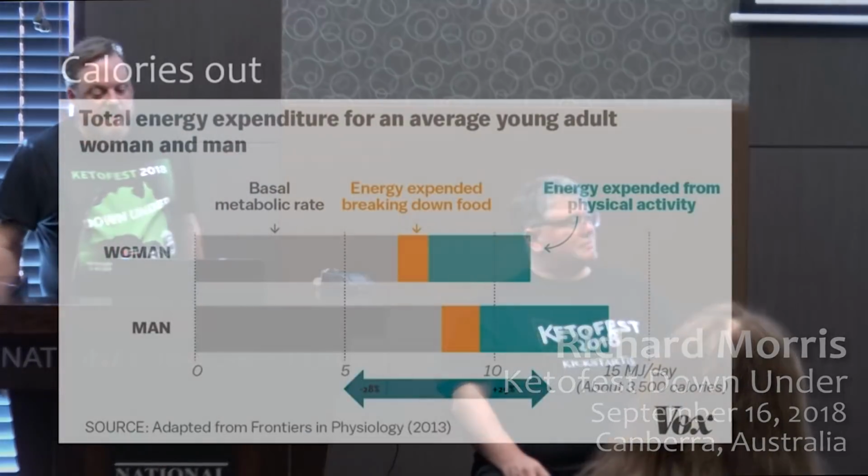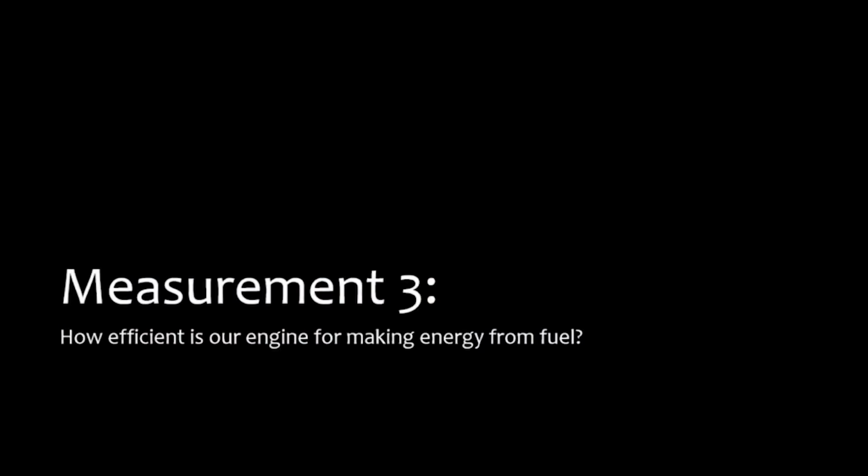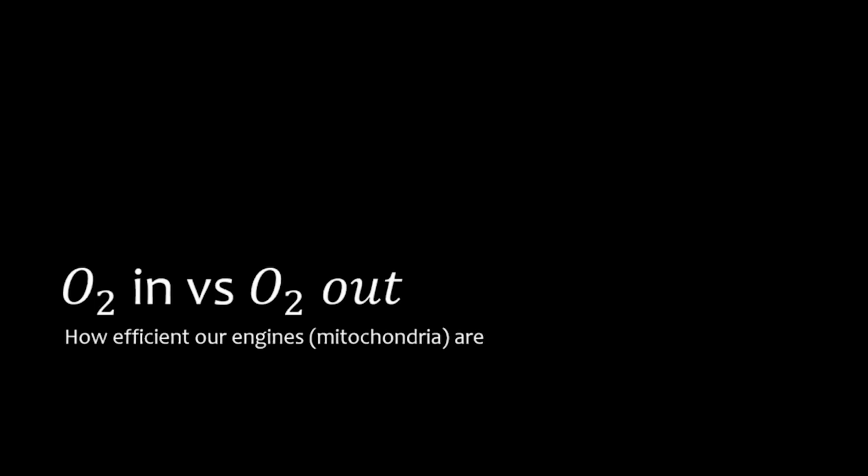And we also know the variance. There could be a 28% low to 29% high variance on the amount of basal energy. So it makes it very difficult to work out how many calories somebody needs to eat, because we have no idea how many calories they're burning unless we measure it. And then the third measurement is how efficient our engine is at making energy out of fuel. And this is really oxygen. This is the number we were talking about before. How much oxygen I breathe in versus how much I breathe out tells me how much oxygen I'm using, and that tells me how efficient my mitochondria are.